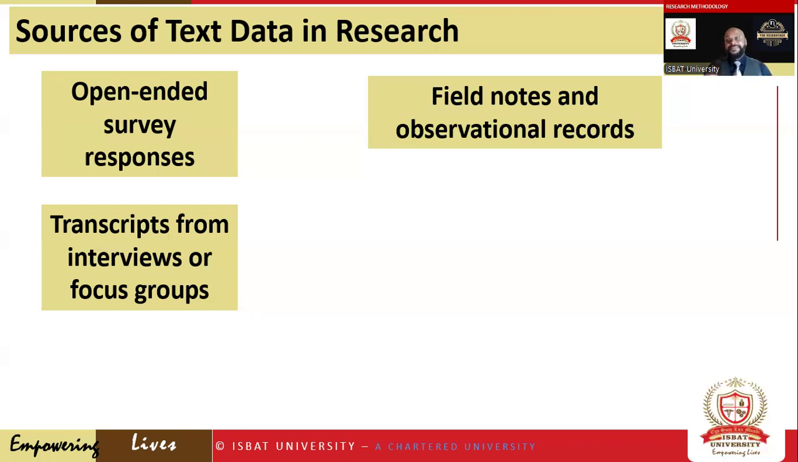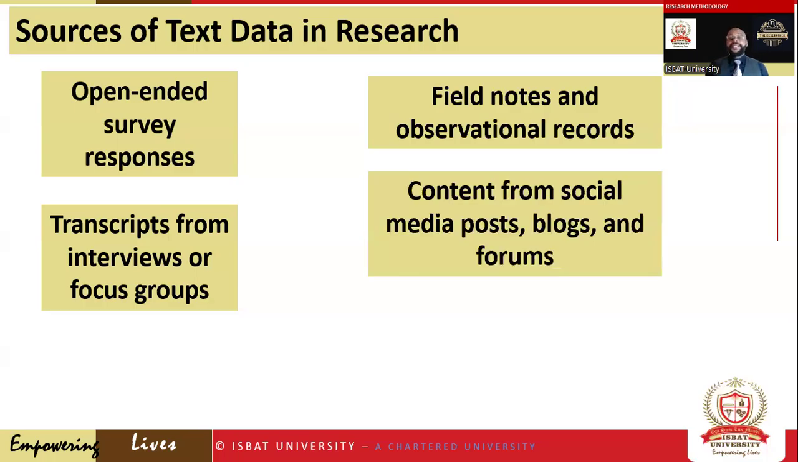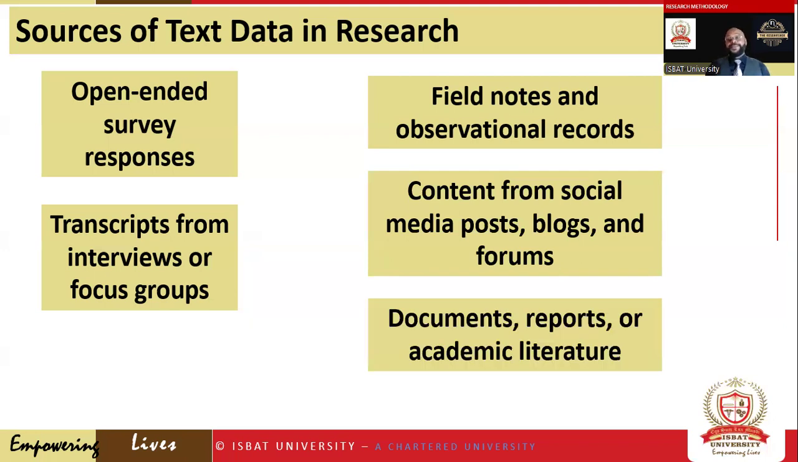You have to use a specific way so that it makes your analytics easy, because we can have a focused observation. Otherwise, we are going to observe everything, and we don't want to observe everything. So it is good if you make field notes and observational reports, then contents from social media posts, blogs, and various forums. Even what I speak, if you record it and convert it into text, again you can do a textual analysis, isn't it? So it is like that. Then the documents, reports, or academic literature. So these are the major sources of text data in research.